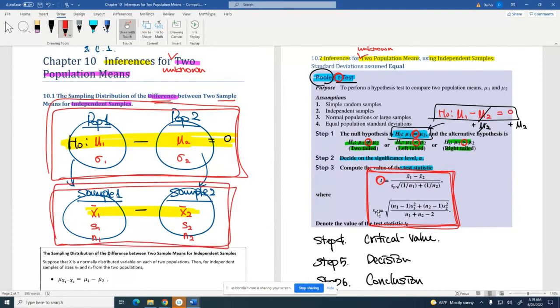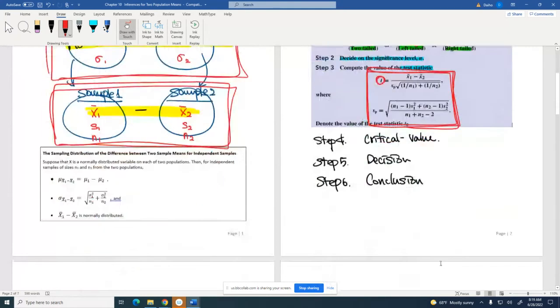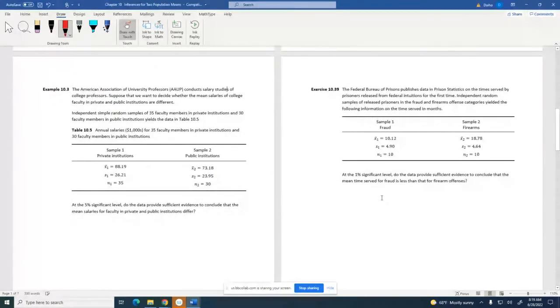So do you have an idea? We are going to apply the pooled t-test in many examples, but you have to understand what's the difference and what is the same thing. The six steps. Okay, so please understand the idea. It's almost the same, but we have two groups. Okay, so please look at this example.